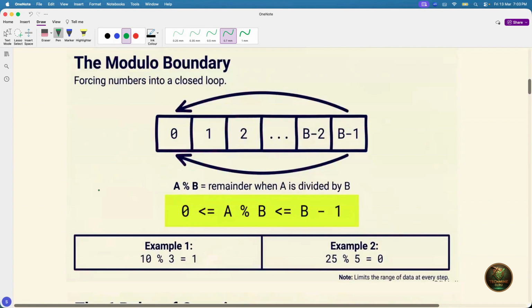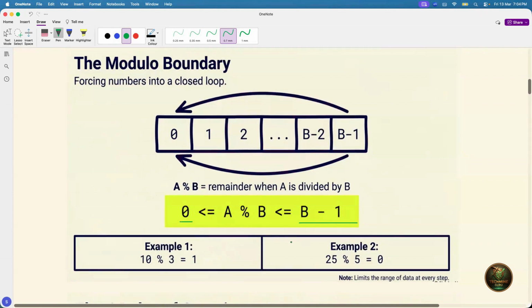The solution to this isn't relying on bigger data types. It's about setting structural boundaries, using the modulo boundary. So modulo protects your variables by wrapping infinite growth around a strict boundary, forcing numbers into a closed loop from 0 up to constant minus 1, which in this case is b. So if a mod b is done, that means your answer for a mod b will come in the range of 0 to b minus 1.